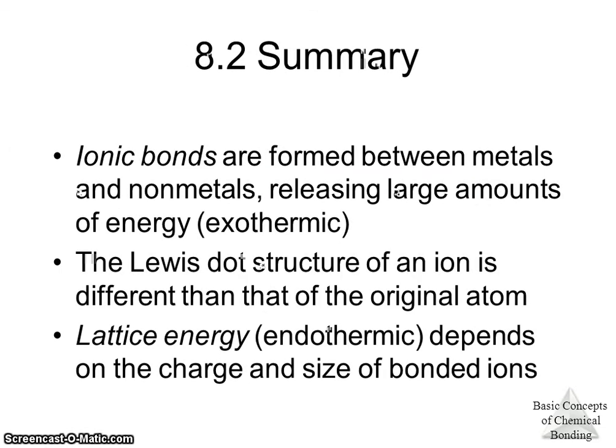So in summary, ionic bonds are formed between metals and nonmetals, and they're very exothermic reactions. We also saw how a Lewis dot structure changes when atoms come together to form an ionic compound. And then we also saw the idea of lattice energy, which is very endothermic, requires a lot of energy, and it depends on those aspects that we saw in Coulomb's law. So this is the end of 8.2. Let me know if you have any questions.